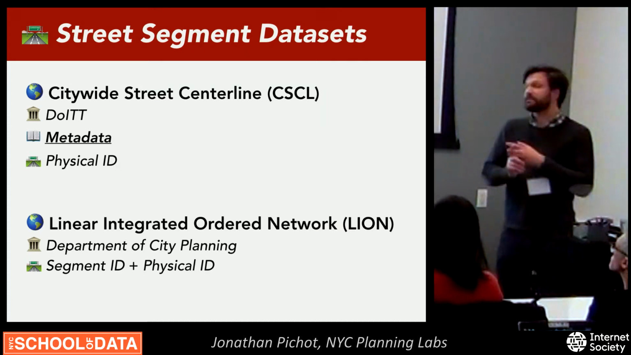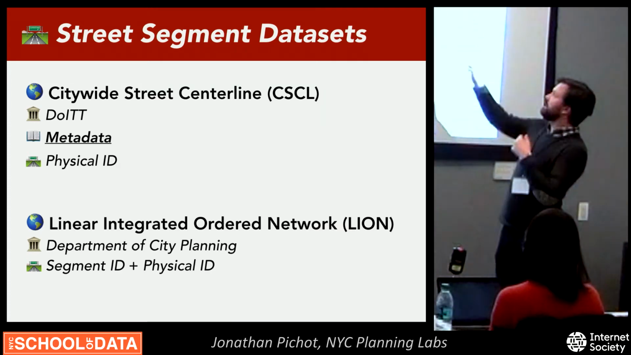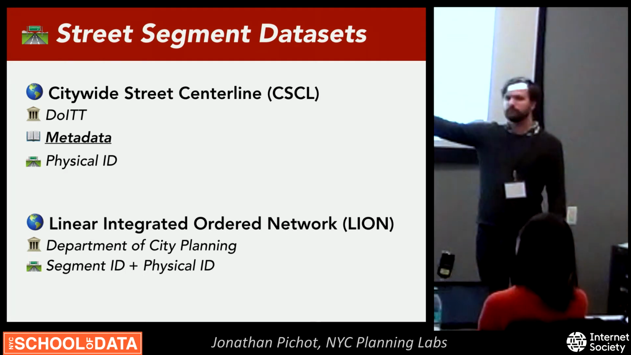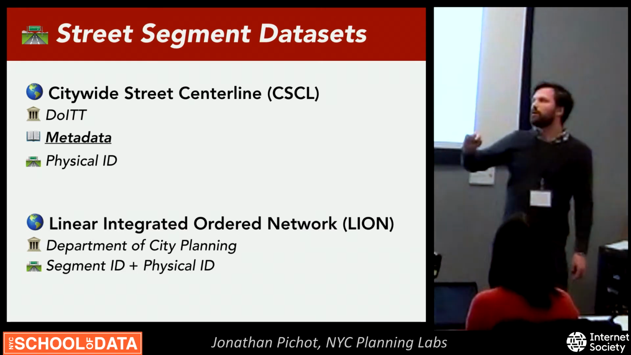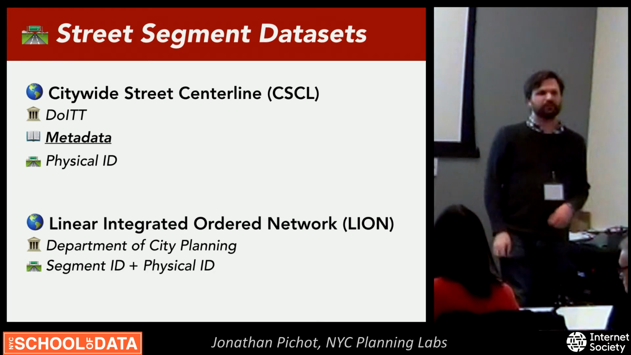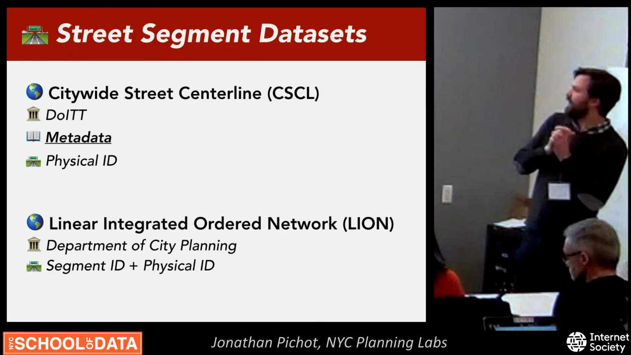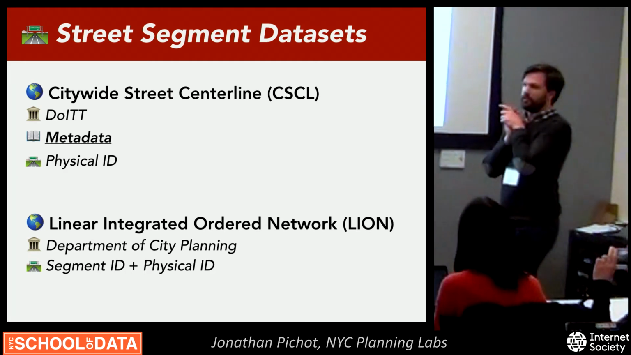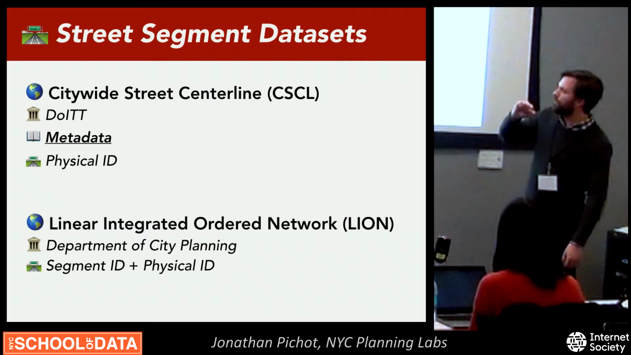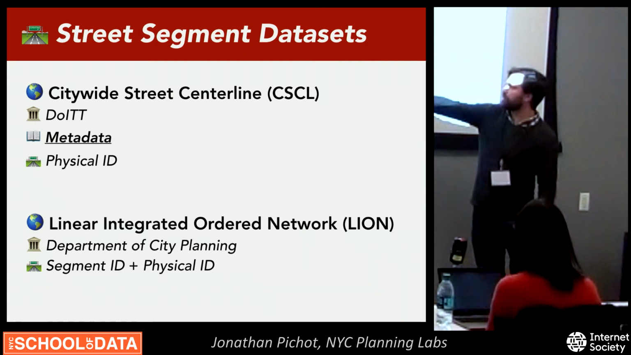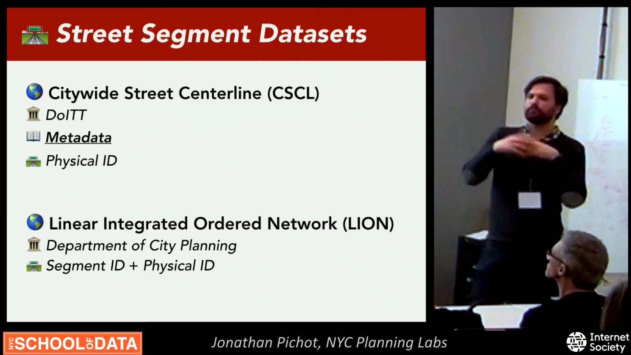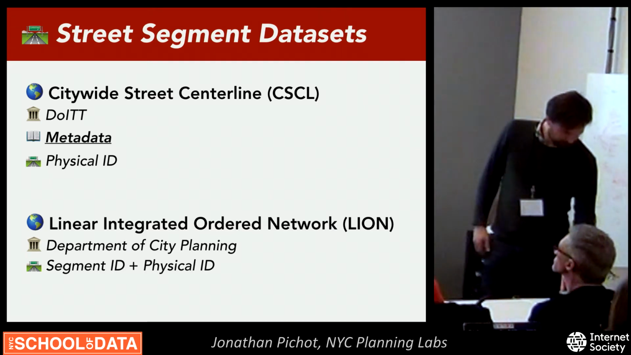The two fundamental data sets for that are the Citywide Street Centerline, which is a DoITT data product and uses the physical ID, and is actually a subset of the New York City data product called the Linear Integrated Ordered Network, or LION. Really like animals, like goats and lions. It has both the segment ID and the physical ID. So one row in LION might have several different segment IDs with the same physical ID. Again, a physical ID has one or more segment IDs.